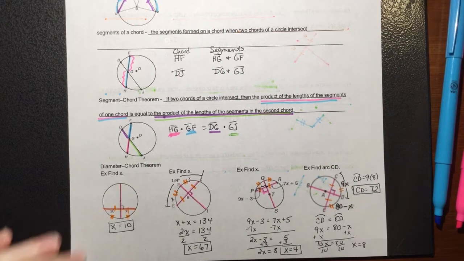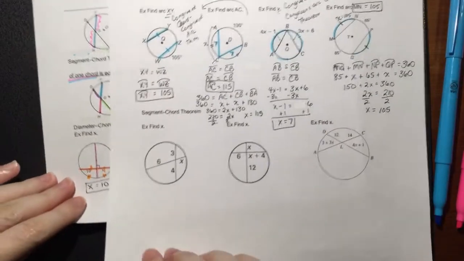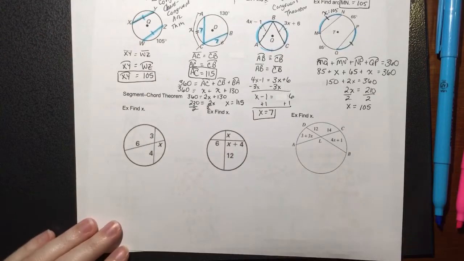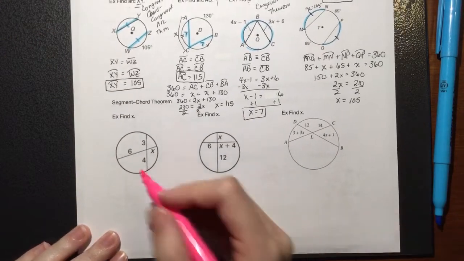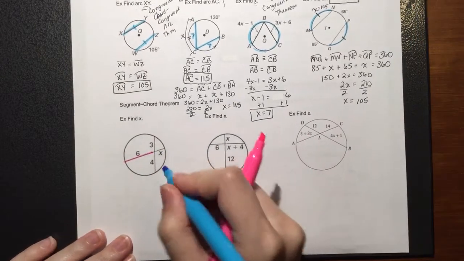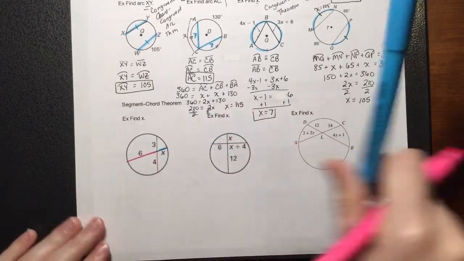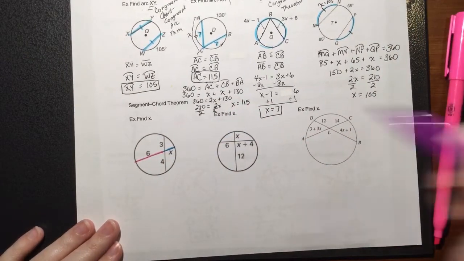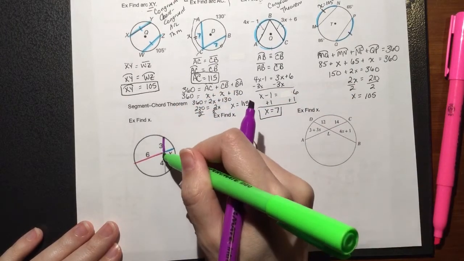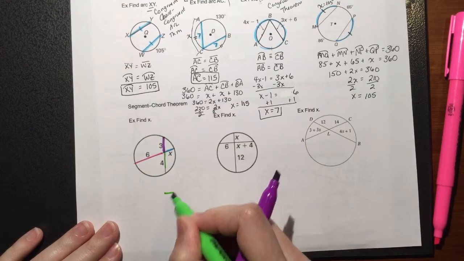Okay, so if we try that out, we've got two intersecting chords, so we know that that part of the chord times this part of the chord is going to be equal to that part times that part.